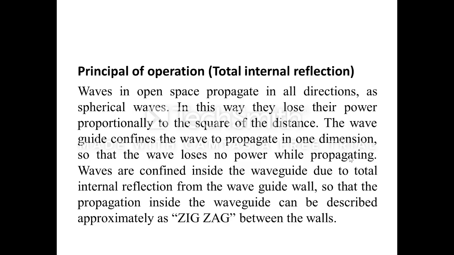Principle of operation. Waves in open space propagate in all directions as spherical waves. In this way, they lose their power proportionally to the square of the distance. The waveguide confines the wave to propagate in one dimension so that the wave loses no power while propagating. Waves are confined inside the waveguide due to total internal reflection from the waveguide wall, so that the propagation inside the waveguide can be described approximately as a zigzag between the walls.